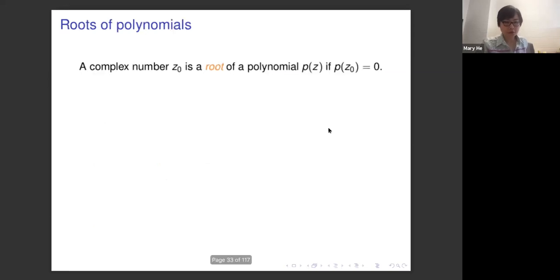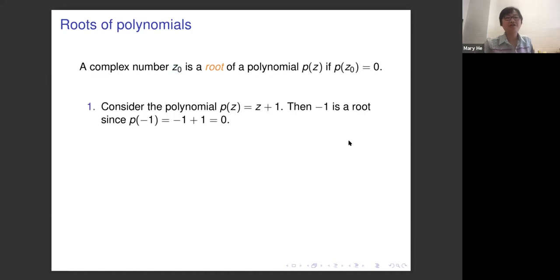Right, so why are polynomials interesting? Well, because we can also talk about roots of polynomials. So what is a root for a polynomial? So by definition, a complex number z0 is a root of a polynomial p of z if you plug this complex number z0 into your polynomial, the polynomial spits out 0. Okay, so let's just try our first example.